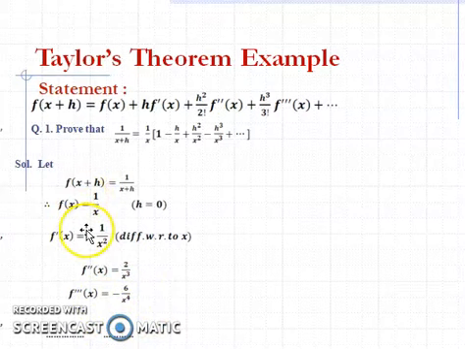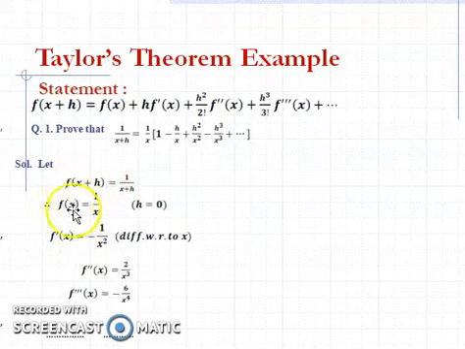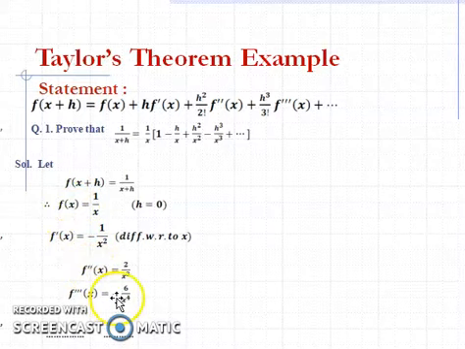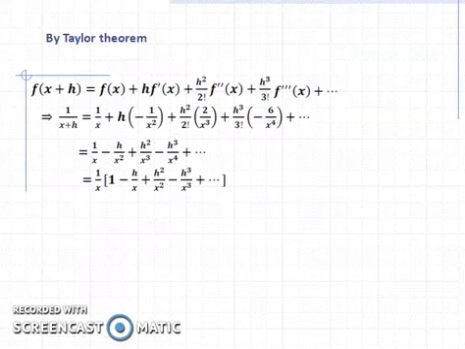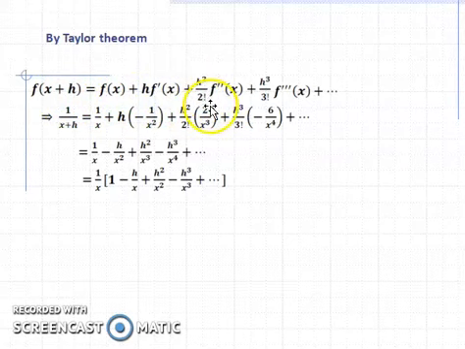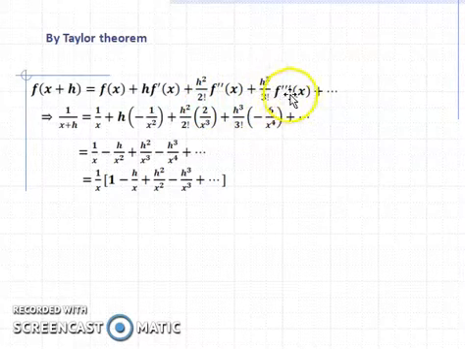Now on substituting all these values, that is f of x, f dash x, f double dash x, f triple dash x and many more, in the given statement of Taylor's theorem, we get the result. Again I repeat the statement: f of x plus h equals f of x plus h into f dash x plus h square divided by factorial 2 f double dash of x plus h cube divided by factorial 3 f triple dash of x plus dot dot dot.